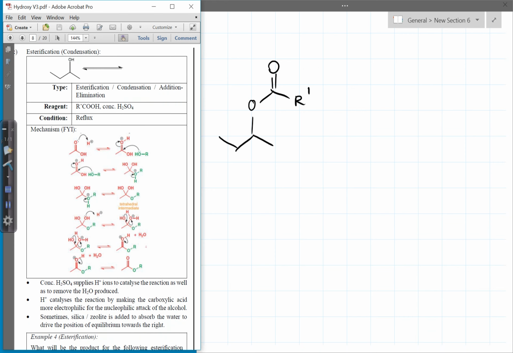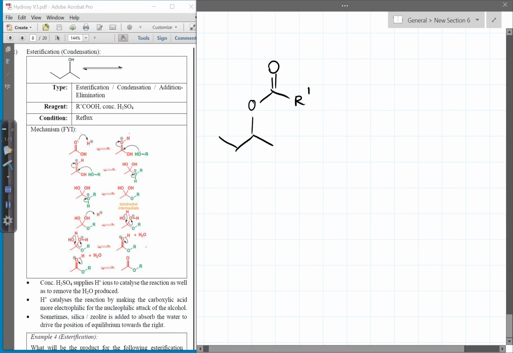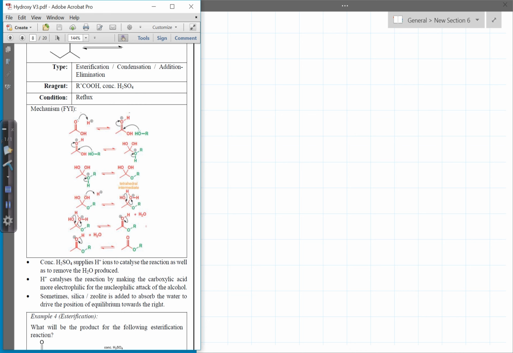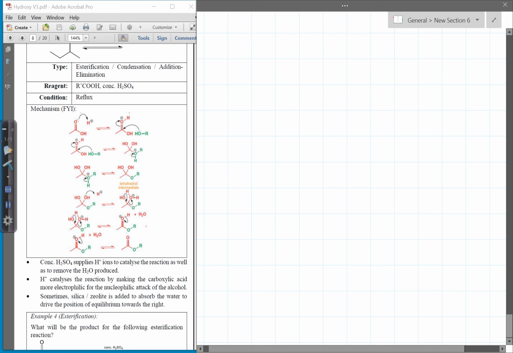So the mechanism is as follows. I don't expect you to know this mechanism, because it's quite complicated. It's just put there for information, right? What I want to talk about is, in fact, example 4. But before that, let me finish the points. Con H2SO4 supplies H plus ions to catalyze the reaction as well as to remove the H2O produced, right? I believe your teachers always say that, oh, con H2SO4 removes H2O, correct? But how does it actually remove H2O? They say remove, then you believe it. How does con H2SO4 remove your H2O produced?